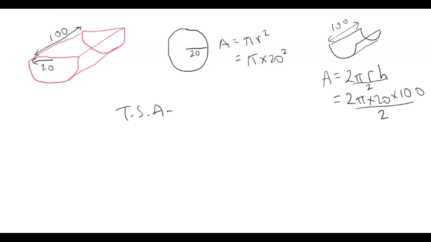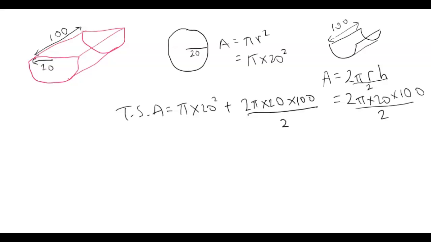So for your total surface area, we're going to add everything together. We're going to have pi times 20 squared. You don't have to simplify that. You could write 400 pi if you like, but there's nothing wrong with just leaving it like that and then putting everything in your calculator. The same with the next one. Obviously that 2 cancels things out, but I'm just going to leave it like this.